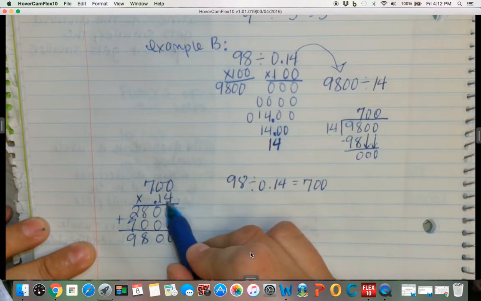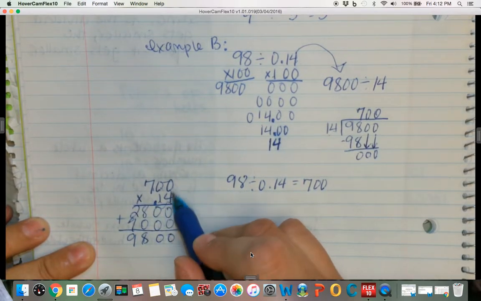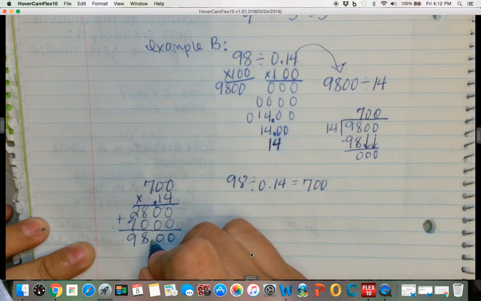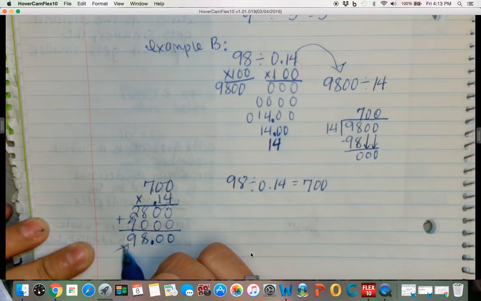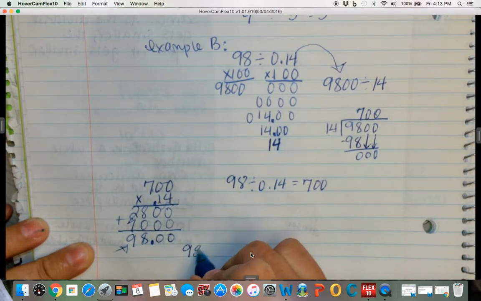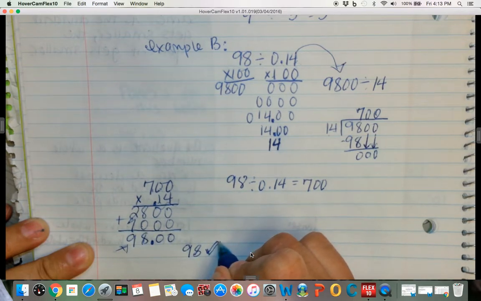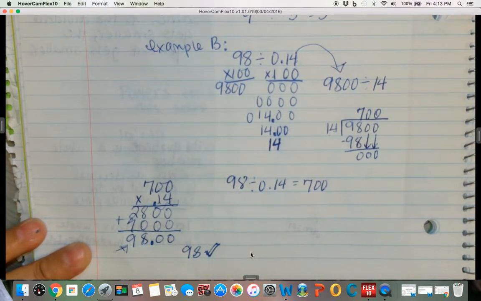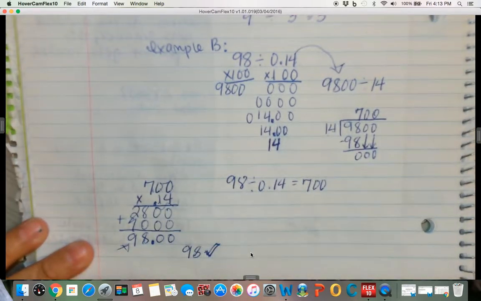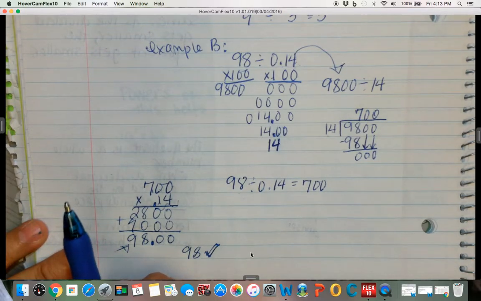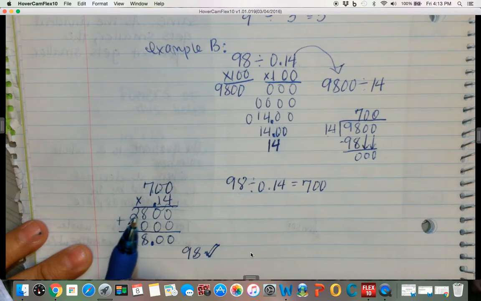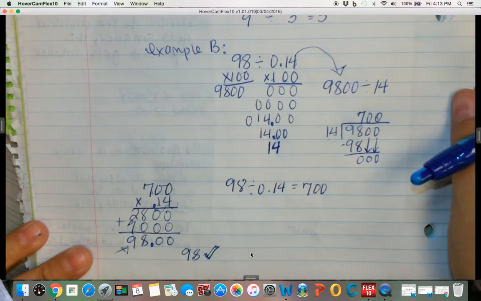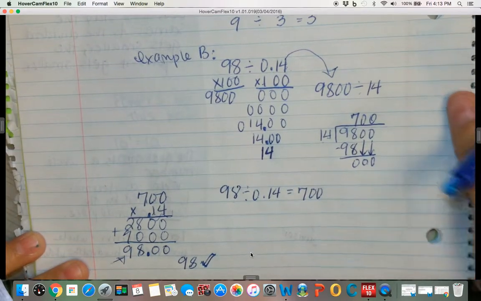I move my decimal place in twice because I have a hundredth. I have a whole times a hundredth. My answer will have 2 zeros. It's a whole. It's the same as saying 98. It works. We can use powers of 10 to help make it easier to divide. Let me give you one more, maybe 2 more examples so you understand why we can do powers of 10.